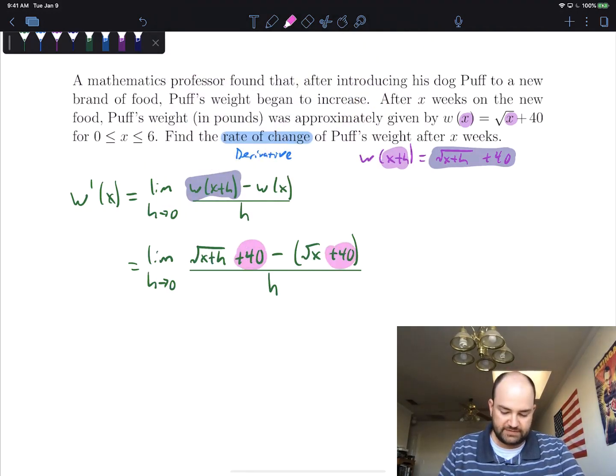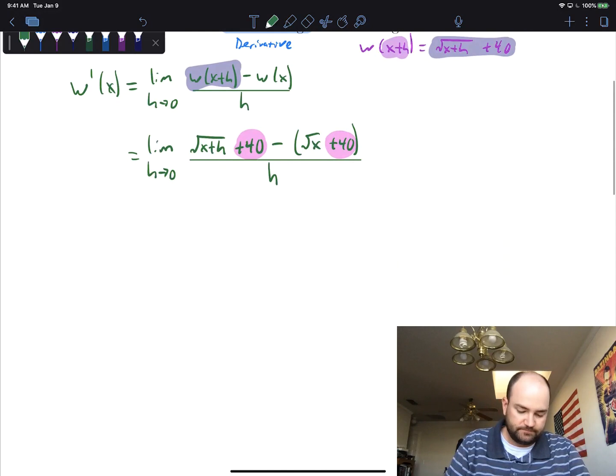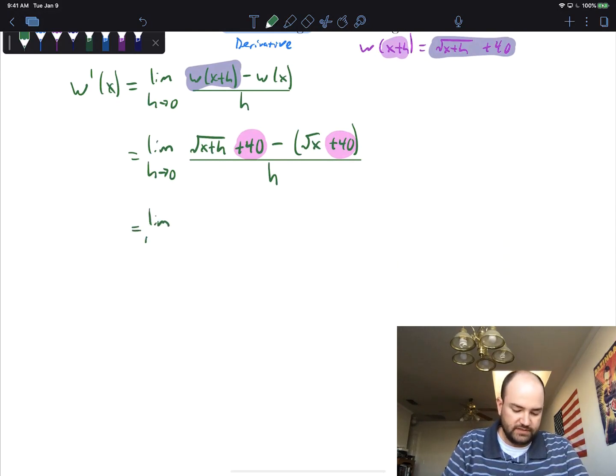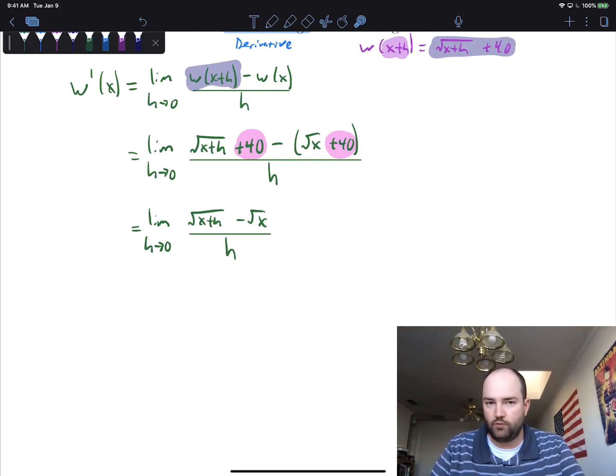Awesome. Now, here's the thing. This 40 and this 40 cancel because we are subtracting. But I can't take away these two because one's the square root of X plus H, the other is the square root of X. They're not the same radical, so they don't cancel each other. So this just remains the limit as H goes to 0 of the square root of X plus H minus square root of X all over H.